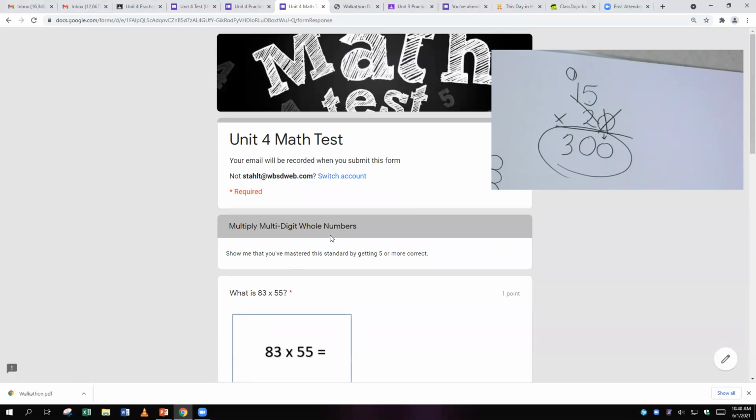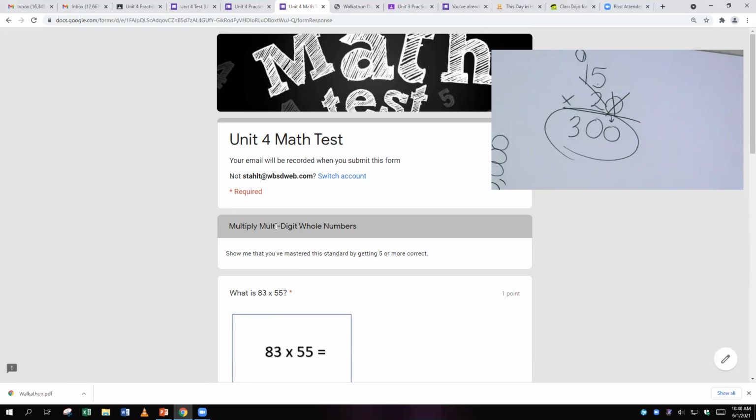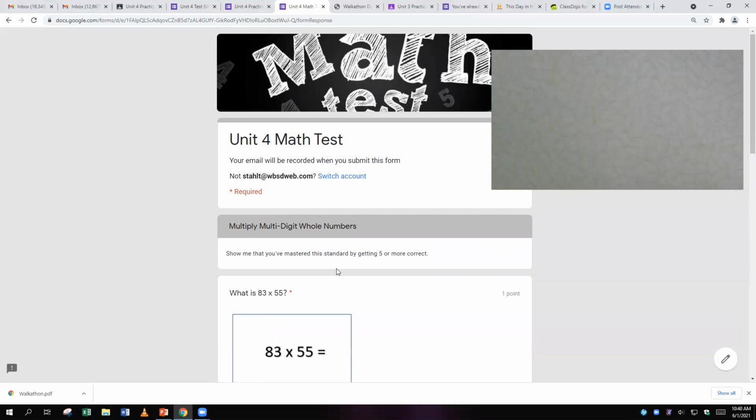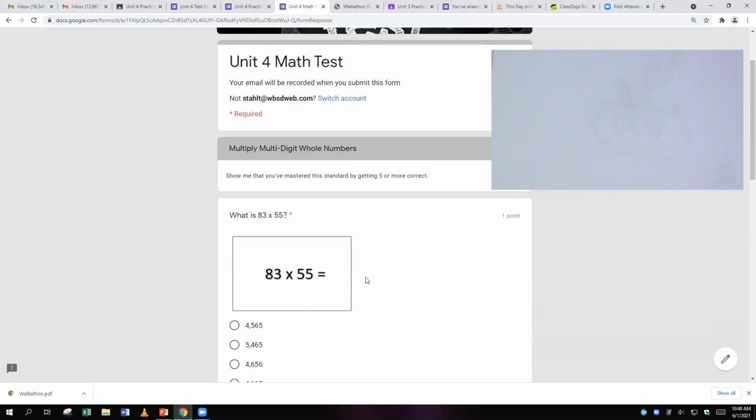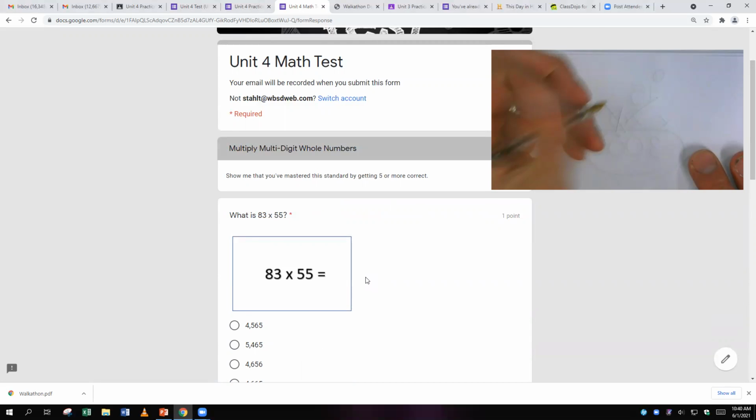Now you are going to prove to me that you know how to multiply multi-digit whole numbers. Can you multiply? Yeah, I think everyone in 5th grade really did a really good job at this. And I think mostly the lattice method, because if you didn't learn this in 5th grade or 4th grade, you're one of those people that I don't like math.